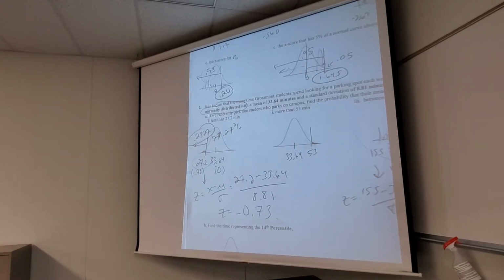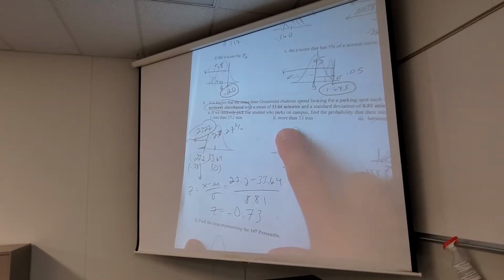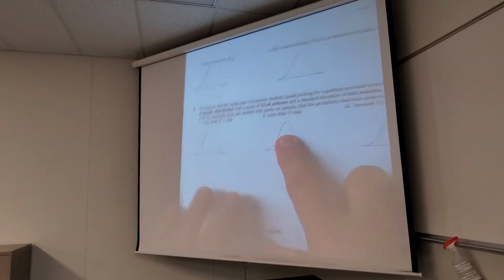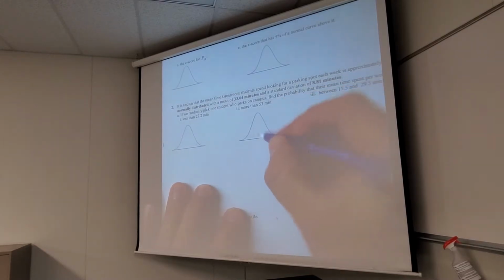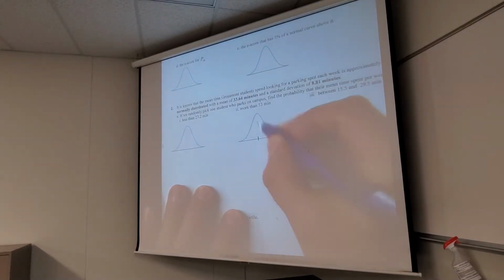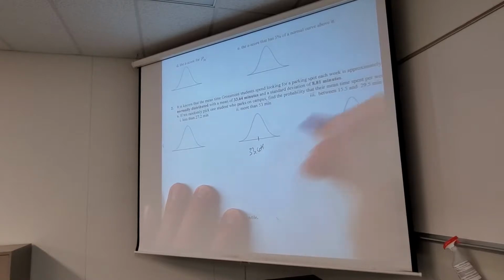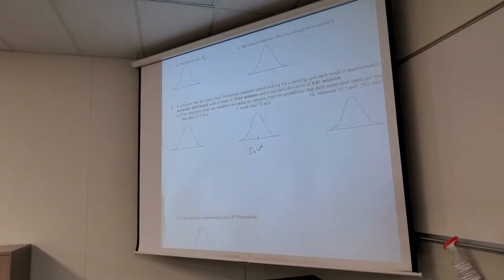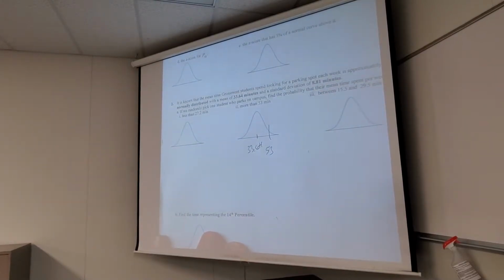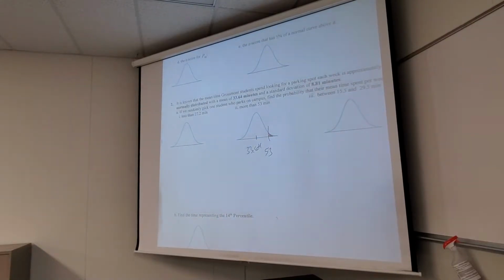Okay, so let's finish this up. Let me get a clean sheet. Let's start right here. We finished this one. What goes right in the middle of this picture? 33.64. Why does that go there? Because it's the mean. The mean goes in the middle. Where is 53? Up here. And where do I shade? Right. I want more than, so it's just going to be right there. So the answer should be a relatively small percentage. It's definitely going to be less than 50%.